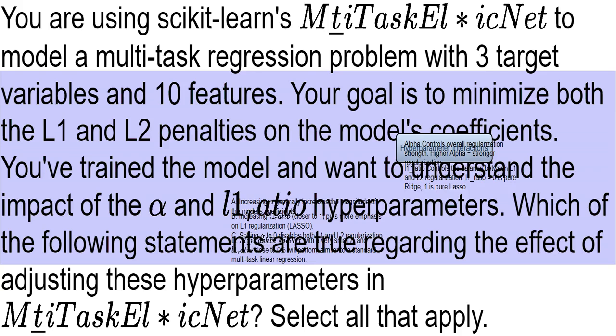I'm using a tool called MultiTaskElasticNet from the Sklearn library, which helps handle multiple output problems. I need to understand the role of 2 settings, ALPHA and L1 ratio, to get a better model.